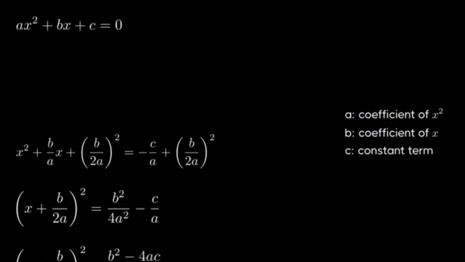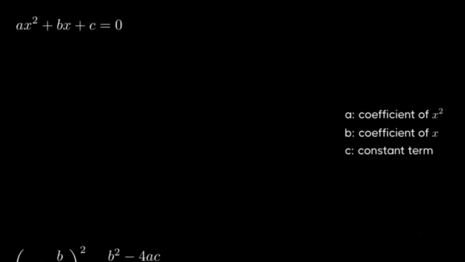On the right side, we need to find a common denominator. We have b squared over 4a squared minus c over a. Converting the second fraction gives us b squared minus 4ac all over 4a squared. This expression under the square root is called the discriminant.